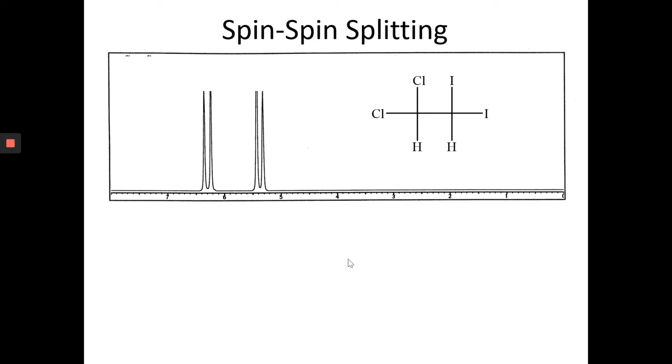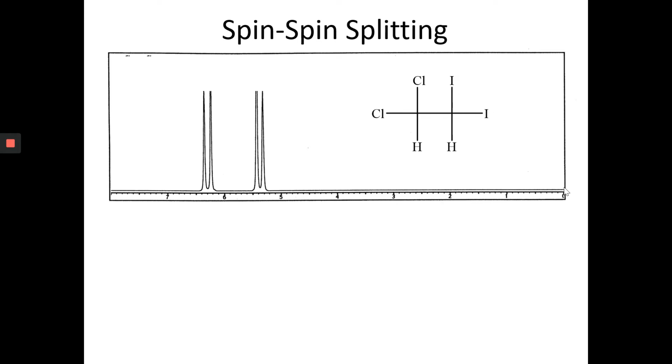Hello, students, and welcome to NMR lecture number 4. This one is all about this phenomenon known as spin-spin splitting. So, we talked about in the last video the phenomenon of chemical shifts. Chemical shifts, you'll recall, is when a signal gets shifted downfield because of some functional groups that are nearby, right?